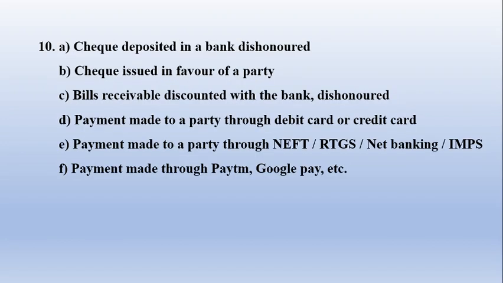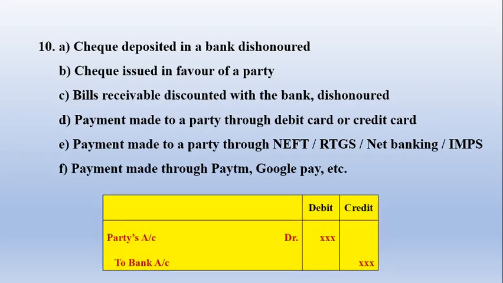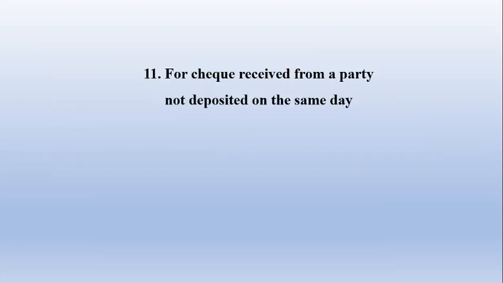10. For cheque deposited in a bank dishonored, cheque issued in favor of a party, bills receivable discounted at the bank dishonored, payment made to a party through debit card or credit card, payment made to a party through NEFT, RTGS, Netbanking, IMPS, payment made through PAYTM, Google Pay, etc., the journal entry is party's account debit to bank account.